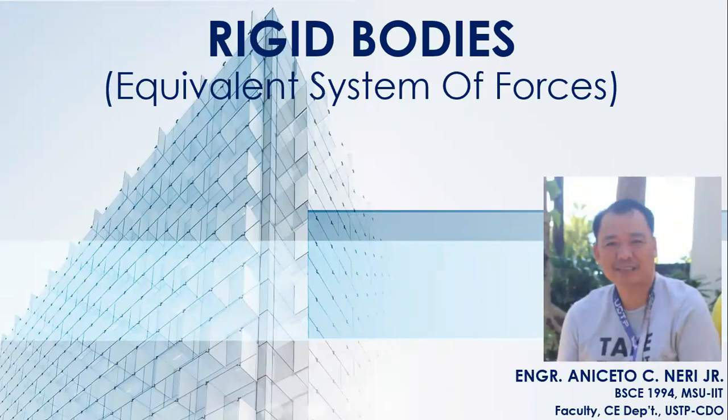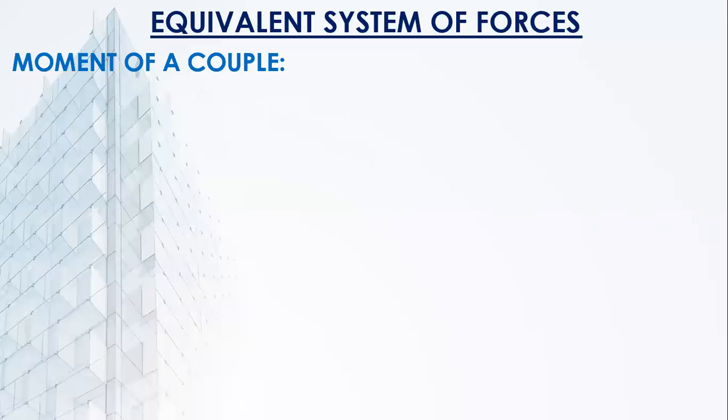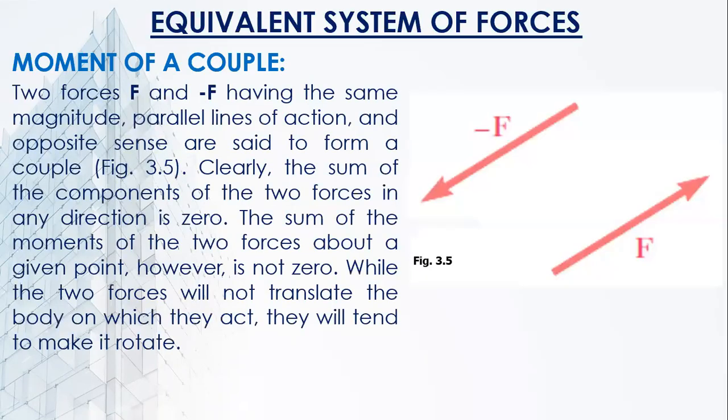This is the second part of this chapter, or this topic, about equivalent systems of forces. The first part was about the moment of a force about a point. Now, for this one, let us start with the moment of a couple.